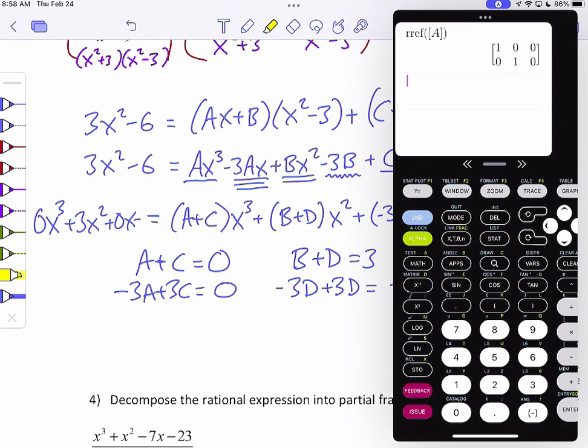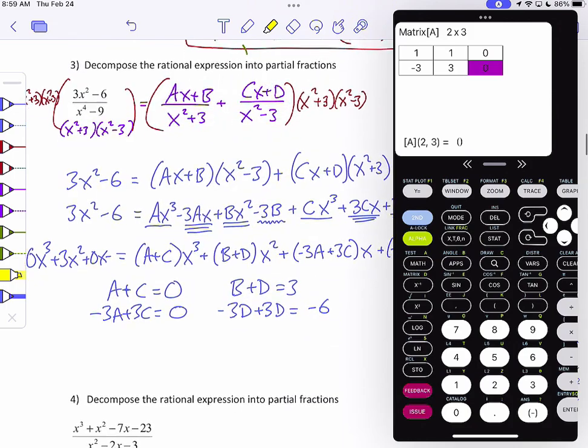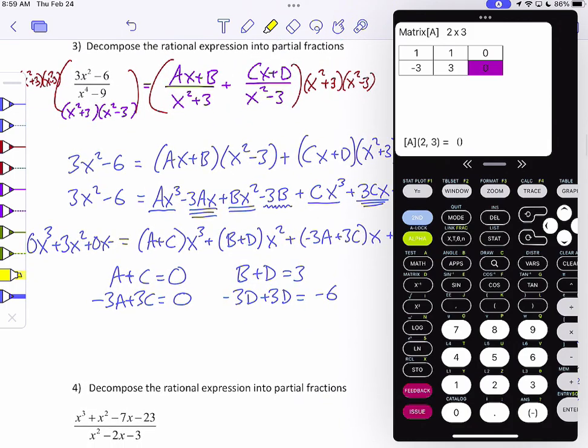What the heck? Did I type in this matrix wrong? Let's try this again. There's no way that's the answer. Wait a minute. 1, 1, -3, 0. I'm doing this right. A and C are both 0. It could be A and C are both 0. All right, well, let's write that down. Remember I said they could be 0.